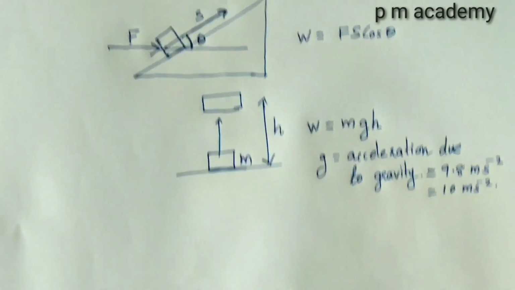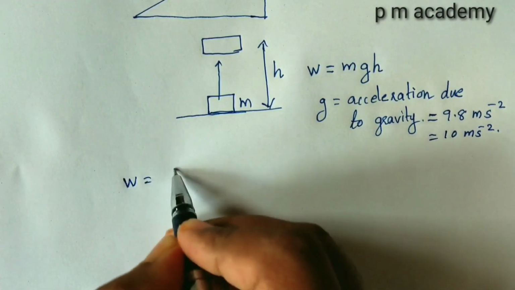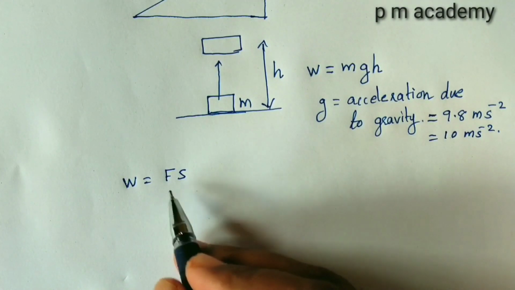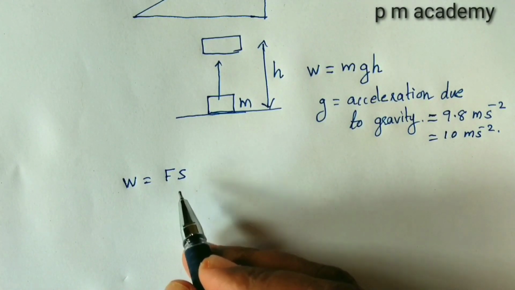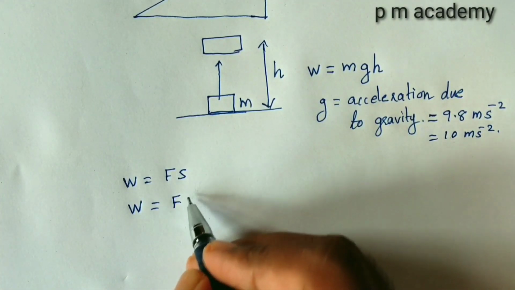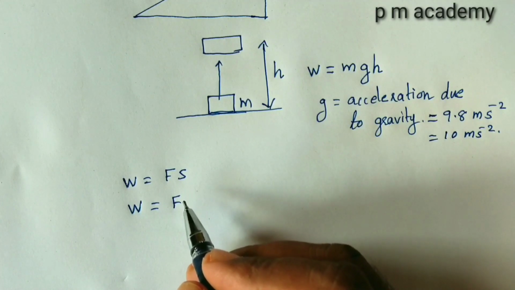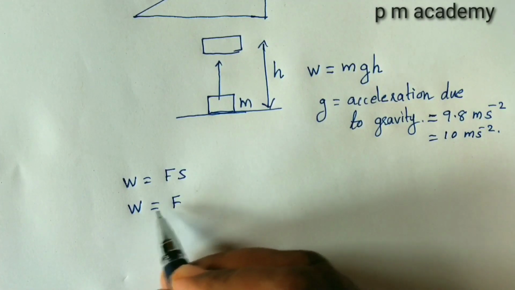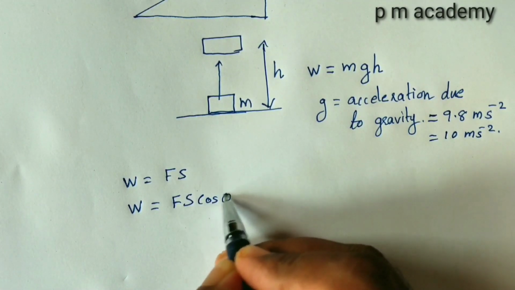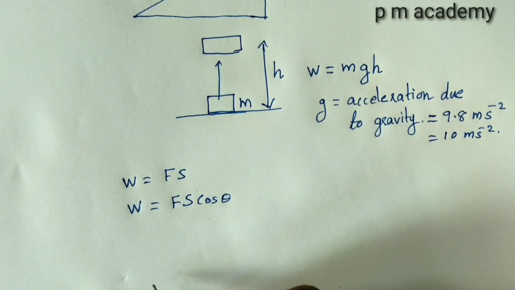These are three formulas. To find work, W is equal to F into s. This formula is used when the force and displacement are in the same direction. If the force and displacement are not in the same direction, if the displacement makes an angle theta with the force, the formula for finding work is F s cos theta, where theta is the angle between F and s.